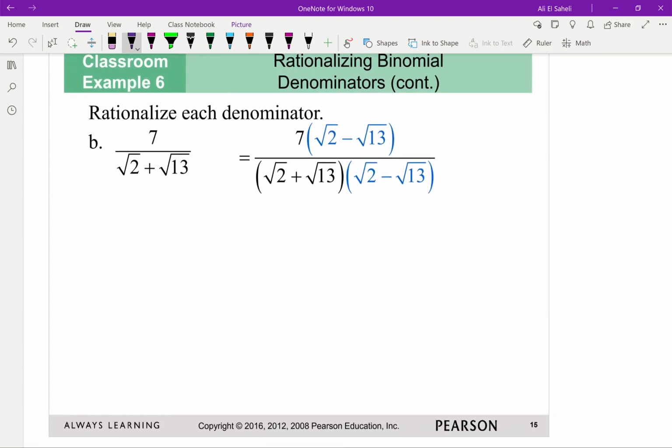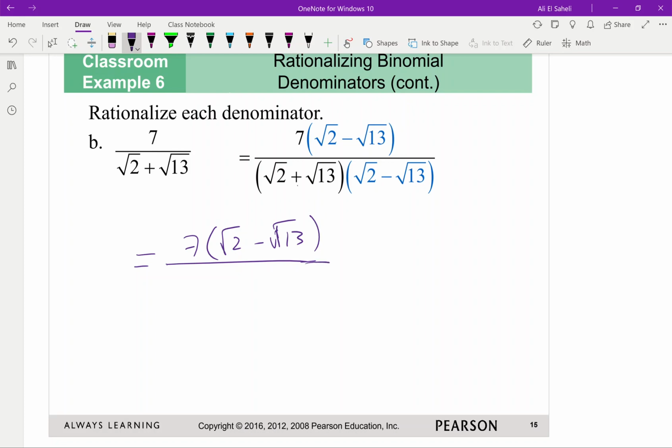Again, the denominator here is a binomial where both terms are radical terms. We multiply by the conjugate. Since this is plus, the conjugate will have a minus in it. So, as we did before, 7 times radical 2. Okay, actually, we can keep the denominator as is. There is nothing we can do with the radical signs in the denominator. So, keep it like that.